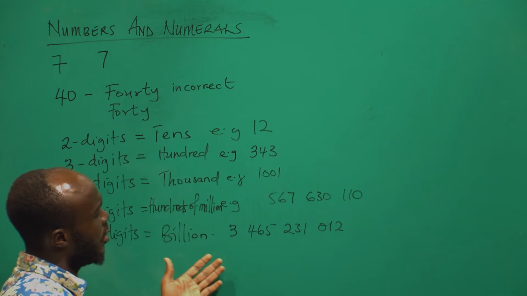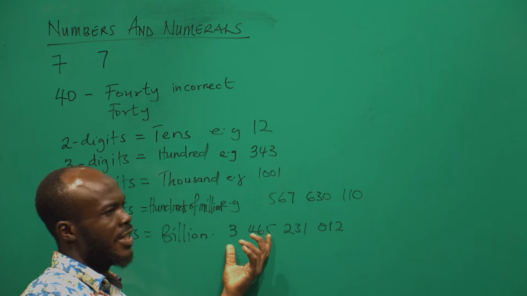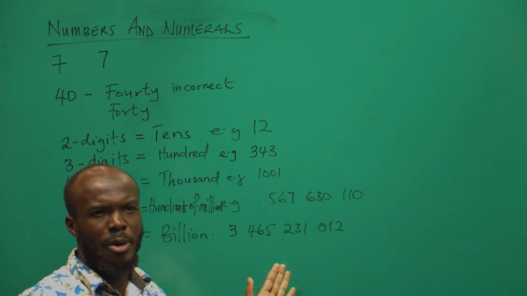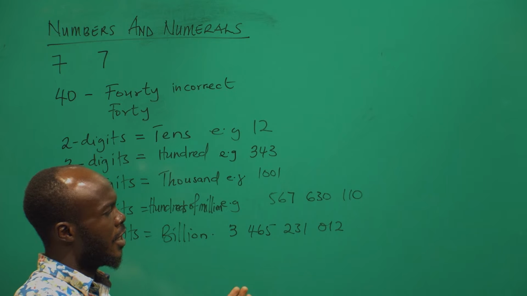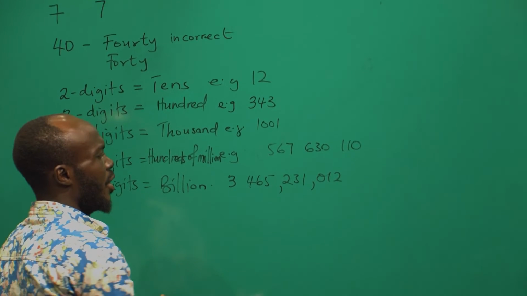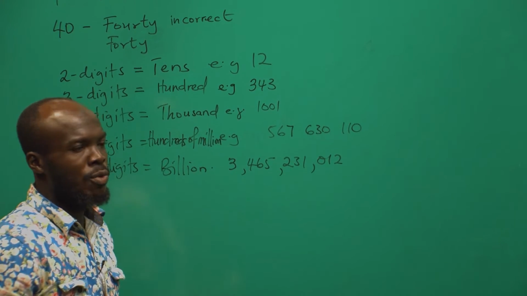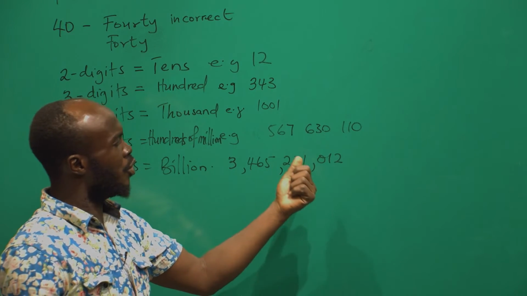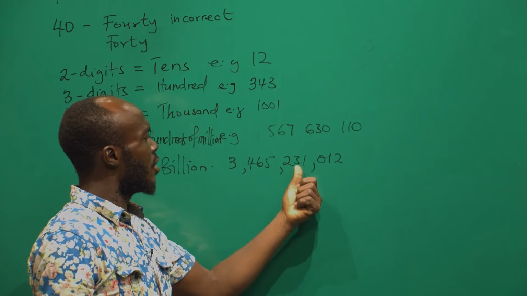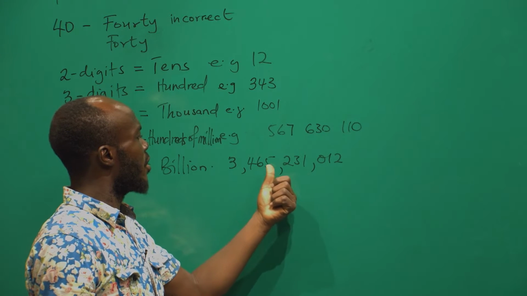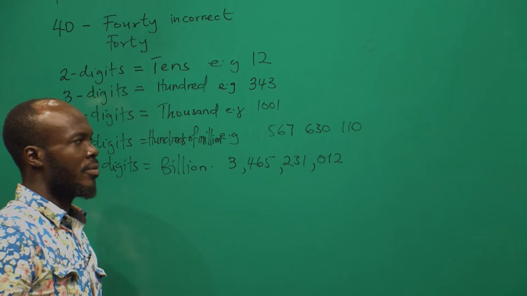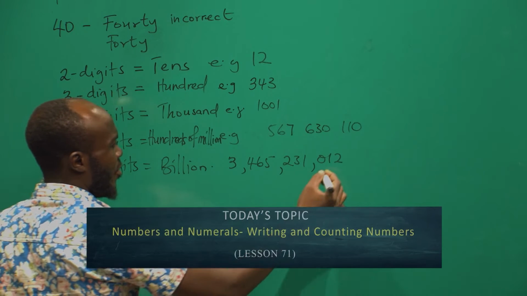So if a student wants to write this number in words, the student needs to put the number in periods. When we talk about periods, we start from the right, we count the first 3 digits, and that is the first period. The next 3 digits is the second period. The next 3 digits is the third period. Then we start from the right, and this gives us ones, tens, hundreds, thousand, tens of thousand, hundreds of thousand, million, tens of million, hundreds of million. Then we go to a billion.